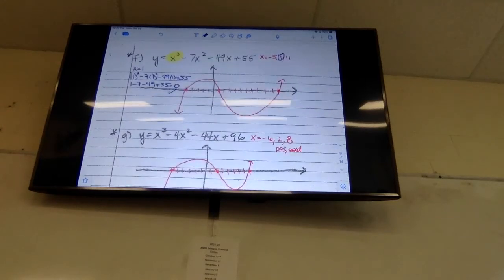We could do -5 and get the same thing, and 11 and do the same thing. Let's just do one of them for letter G. Which one do you want to try there? -6, 2, or 8? 2. Perfect. Let's try the easy one.